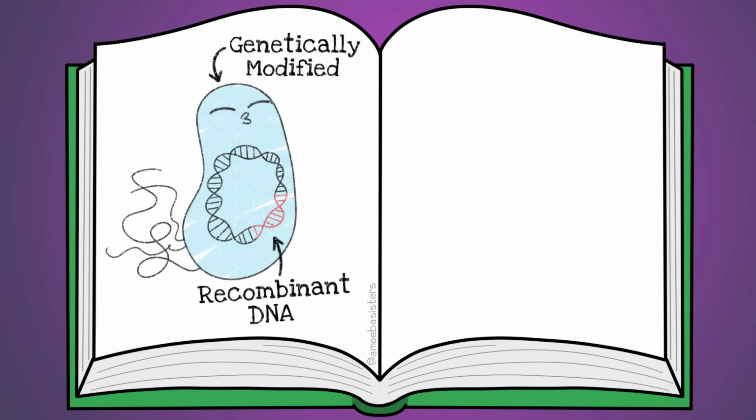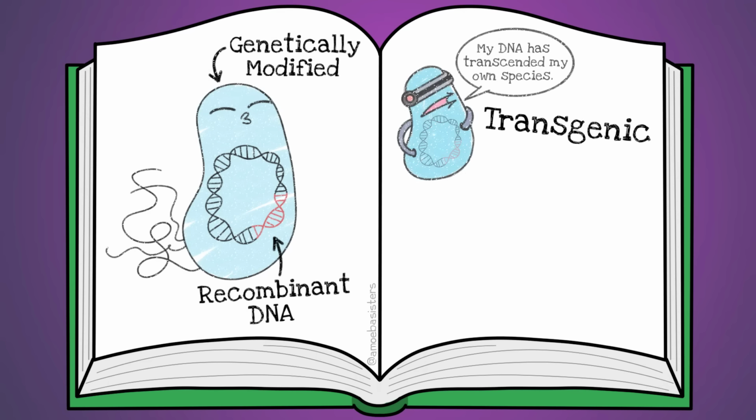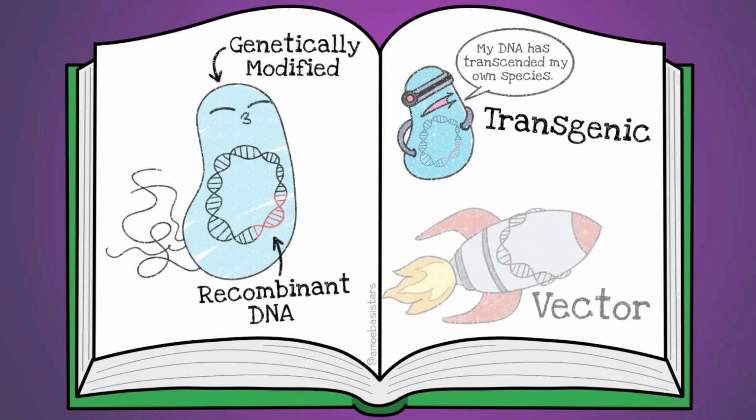In this example of genetic engineering, the bacteria were genetically modified from recombinant DNA. You can consider the bacteria to be transgenic. Any organism or microorganism that has genetic material from some other organism is considered transgenic. The plasmid was the vector in the situation. A vector can be thought of as a vehicle for getting the recombinant DNA into the organism.